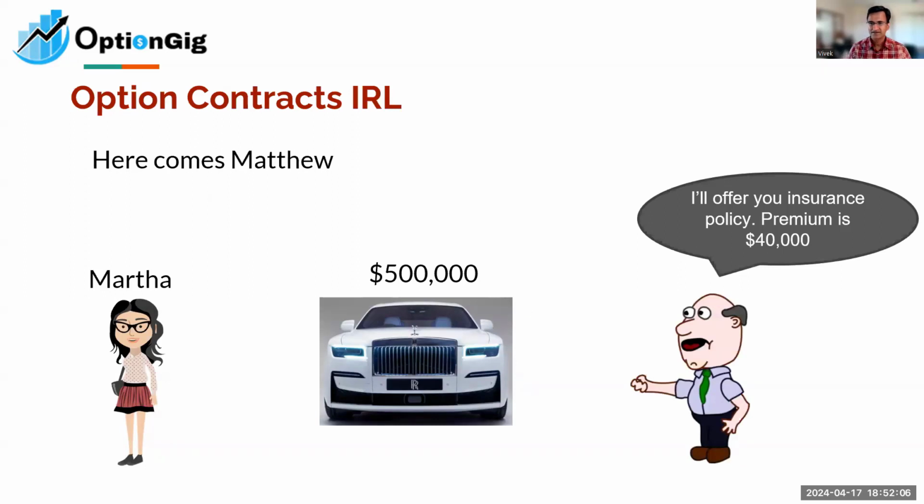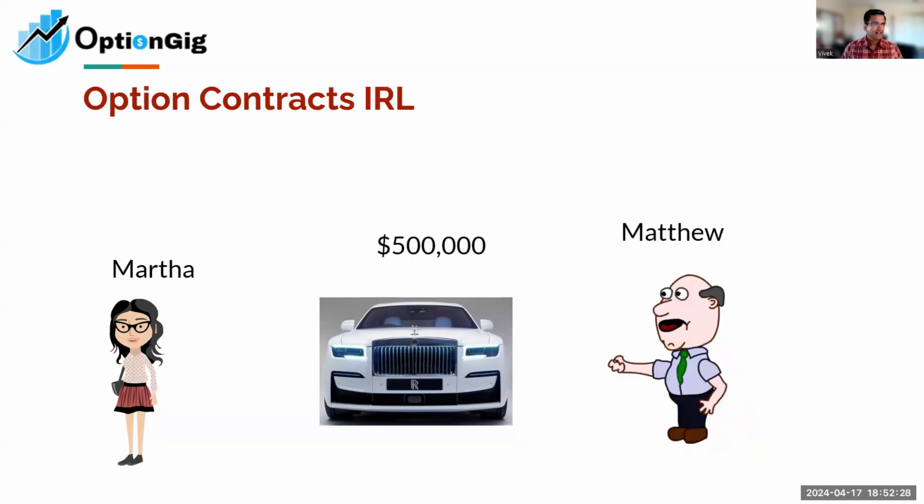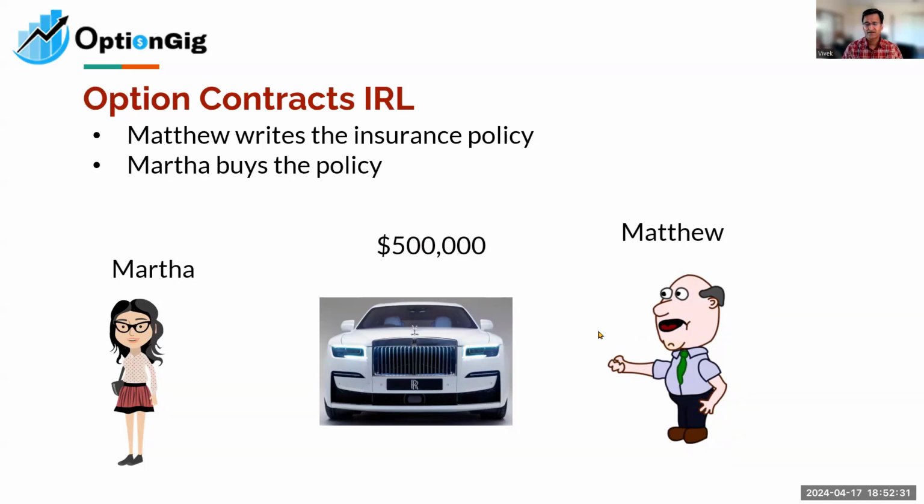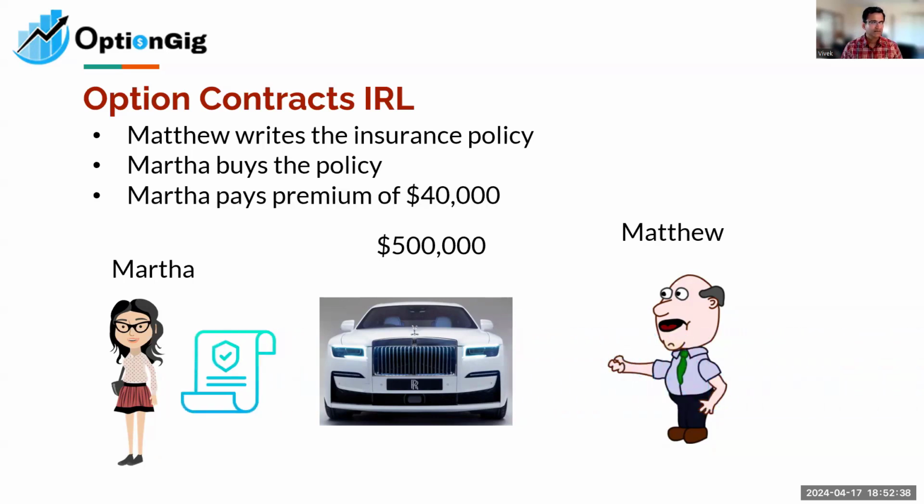Matthew comes along. He's an insurance agent. Say, you know what? I'll offer you the insurance policy on this car, but you've got to pay me $40,000 as a premium. Fair enough. We do it all the time, right? We all have car insurance. So that's Matthew. He will write an insurance policy. Martha will buy that insurance policy, and Matthew gets the cash from Martha.